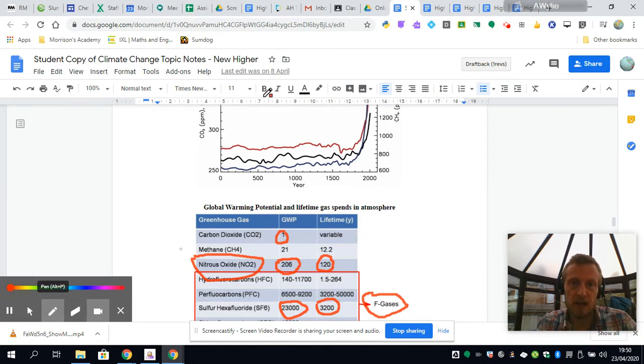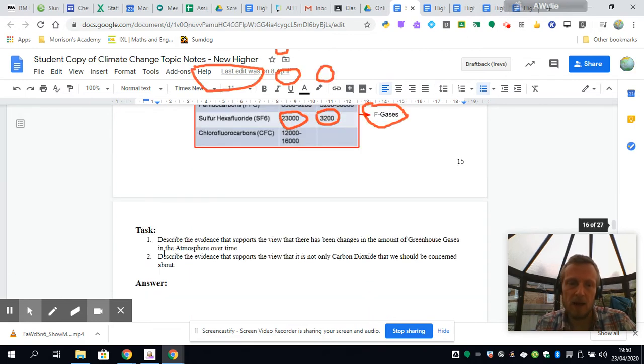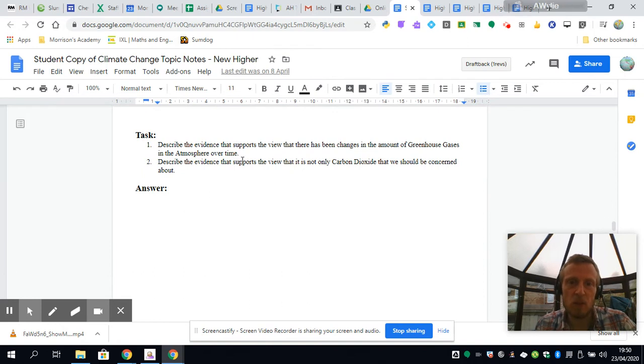So if I just scroll down to the actual task you're going to be asked to do, I'd like you to answer the task there. Looking at the evidence that supports the view, first of all, that the number of greenhouse gases has been increasing, you need to give some evidence that backs the fact that that is happening, not just carbon dioxide evidence, but other evidence. And then I'd like you also to explore this idea that carbon dioxide isn't the only gas that's responsible for climate change, and actually talk about the other three and why, in some ways, they are even more concerning than carbon dioxide.